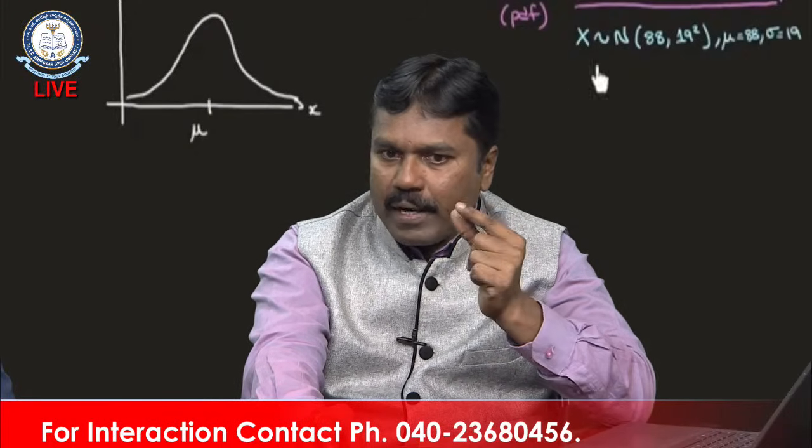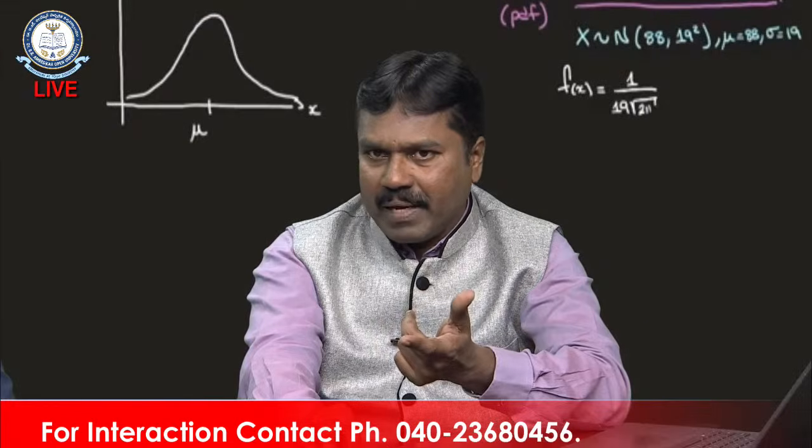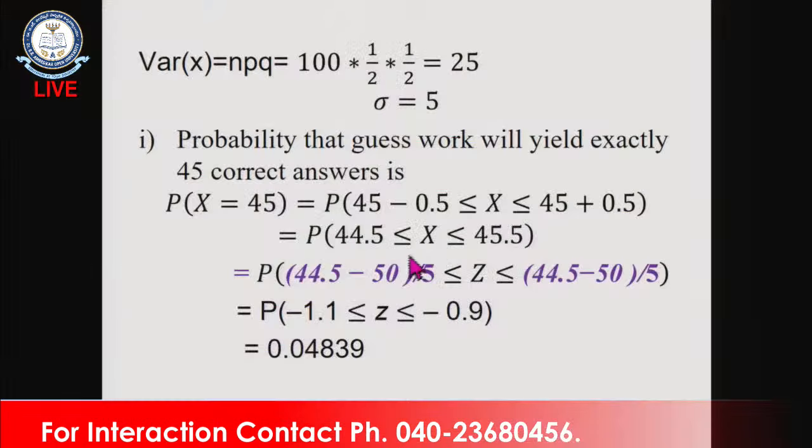We add a correction factor of 0.5: subtract it from the lower limit and add it to the upper limit. Here my lower value is 45 minus 0.5. This is the correction factor. By making use of this, it is converted into continuous form: 45 minus 0.5 is less than or equal to x, which is less than or equal to 45 plus 0.5. So X lies between 44.5 and 45.5.